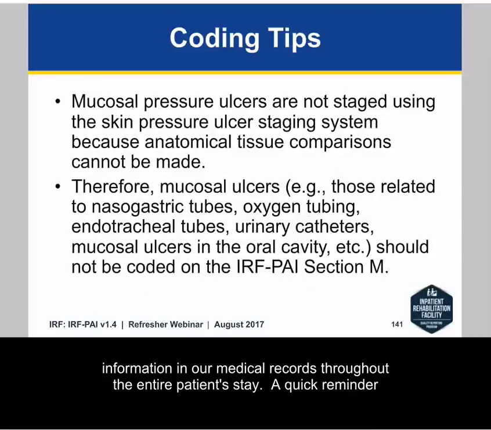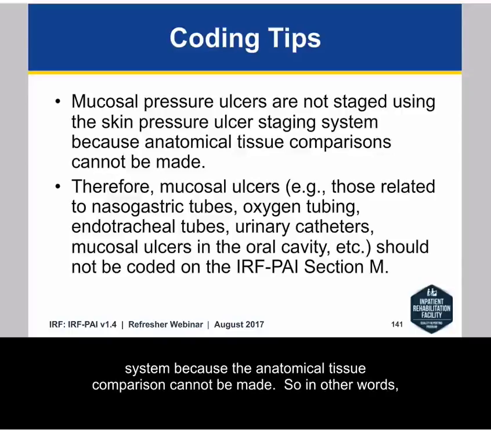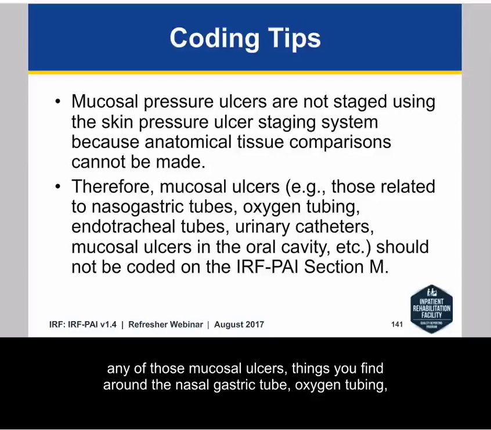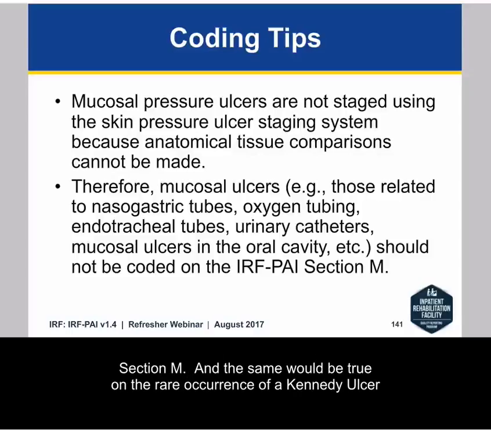A quick reminder, too, that mucosal pressure ulcers are not staged using the skin pressure ulcer staging system because the anatomical tissue comparison cannot be made. So in other words, any of those mucosal ulcers, like things that you find around the nasogastric tubes or oxygen tubing, urinary catheters, or mucosal ulcers in the oral cavity, should not be coded in the IRF-PAI Section M. And the same would be true on the rare occurrence of a Kennedy ulcer associated with end of life.